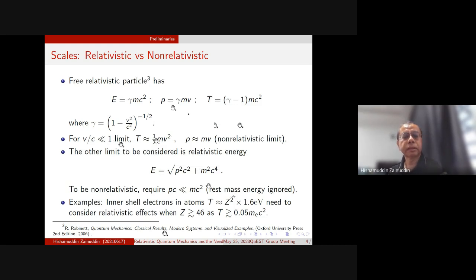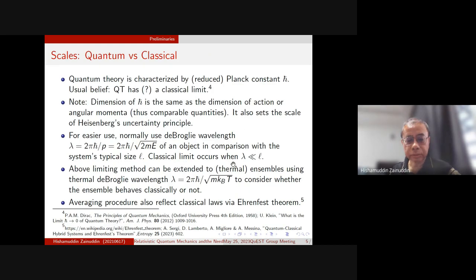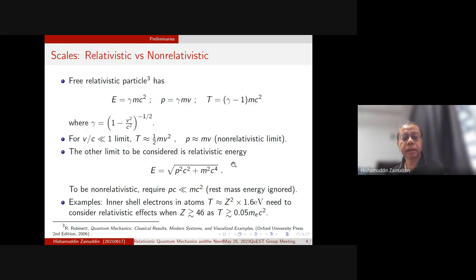And this is quite useful because instead of comparing the velocity, which can be variable, you can actually just compare some estimates of your kinetic energy. Given the kinetic energy there, here's an example which is mentioned in Robinett. It is about the inner electrons.